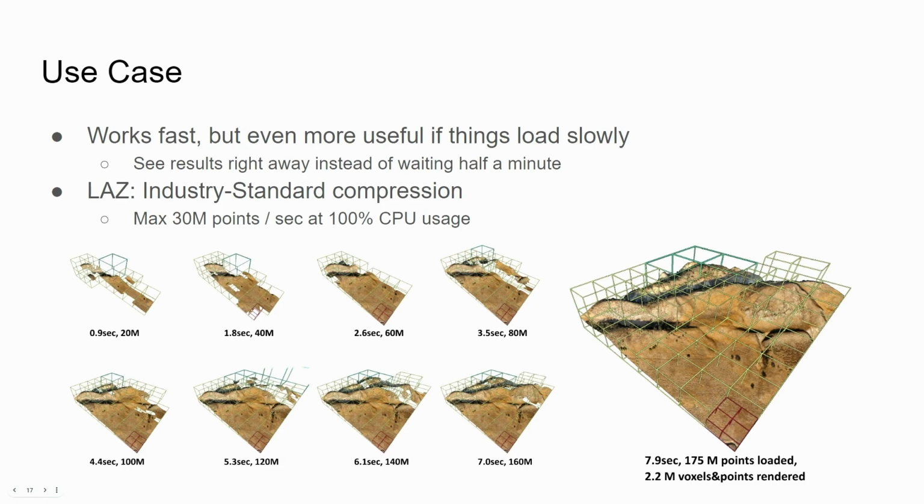So if you can stream points from disk very fast, the method can keep up. But it's even more interesting for use cases where loading the points is slow. And this happens very frequently for aerial LiDAR data, for example, or many other kinds of point clouds, which are stored in the industry standard compression format LAZ. And with 100% CPU usage, we were able to load the points at a rate of 30 million points per second. And here it can take quite a while, so half a minute for smaller point clouds, minutes to hours, until you actually go through all of these points here. And with this method, you're able to look at results right away.